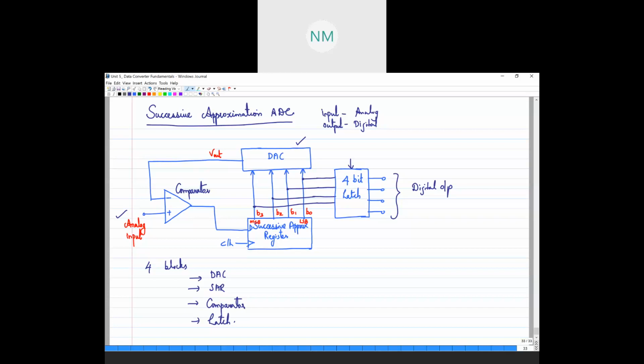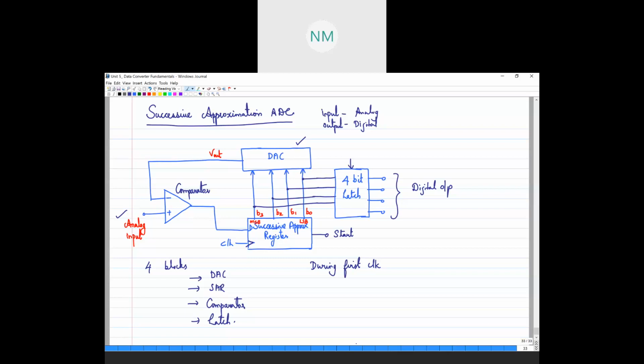Whenever the conversion process starts, the starting of the conversion is enabled by a start signal. You have a start signal here. With this enable pin, you can start the conversion cycle. You can see a clock signal connected to this register. So whenever you start the conversion cycle, on the first clock, let us see what happens.